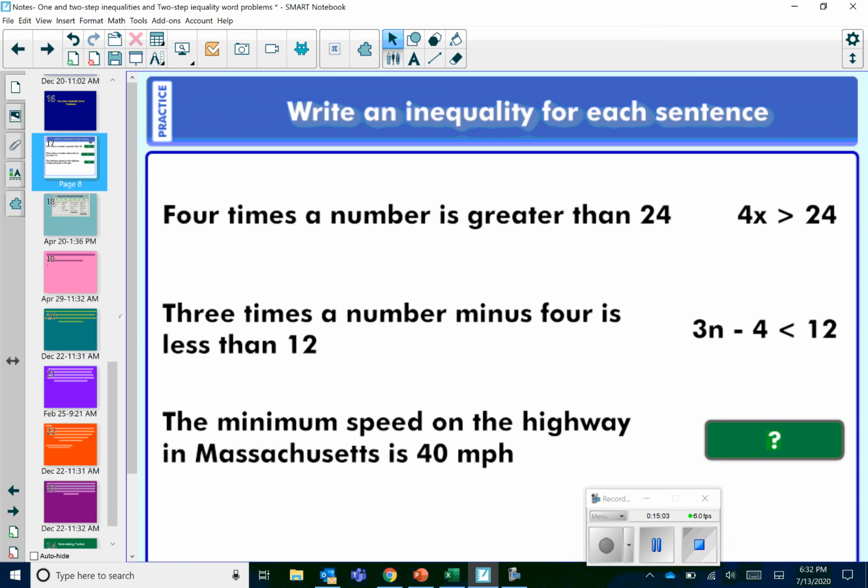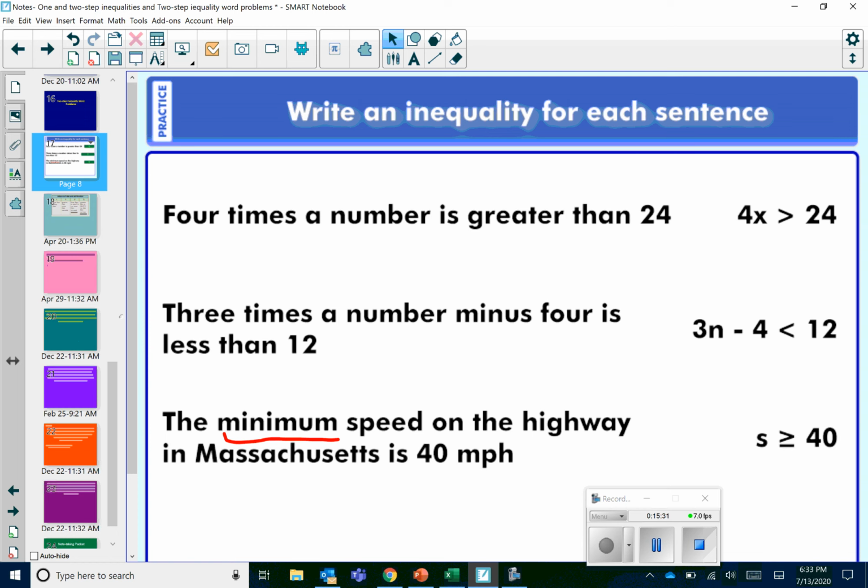Notice the key word here is minimum. The minimum speed on the highway in Massachusetts is 40 miles per hour. Well, think about it. Minimum means that's the lowest you should be going. The least speed that you should be going is 40 miles per hour. So that means that x should be greater than or equal to 40 miles per hour.